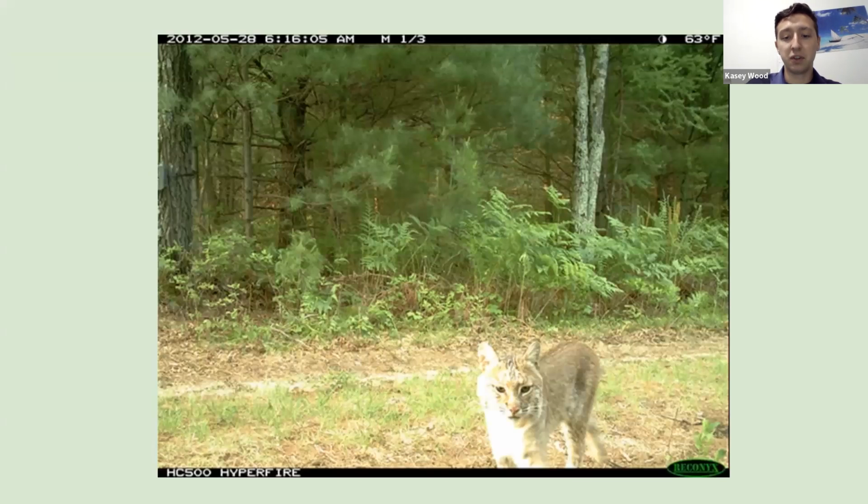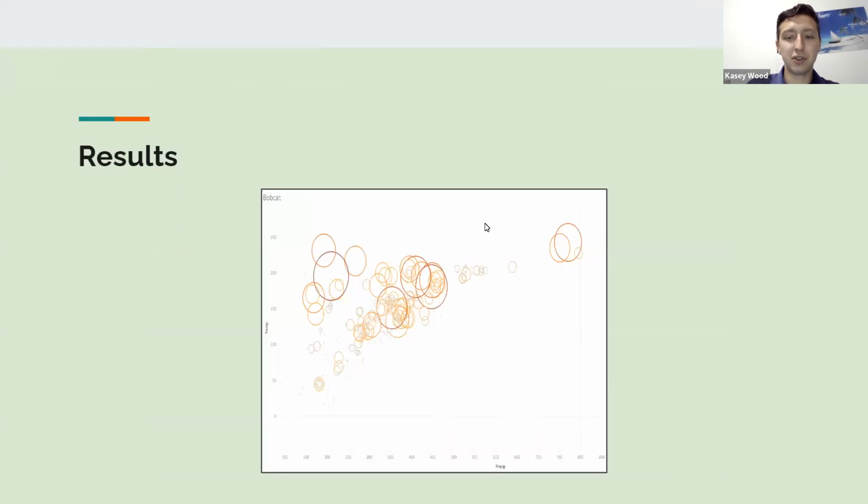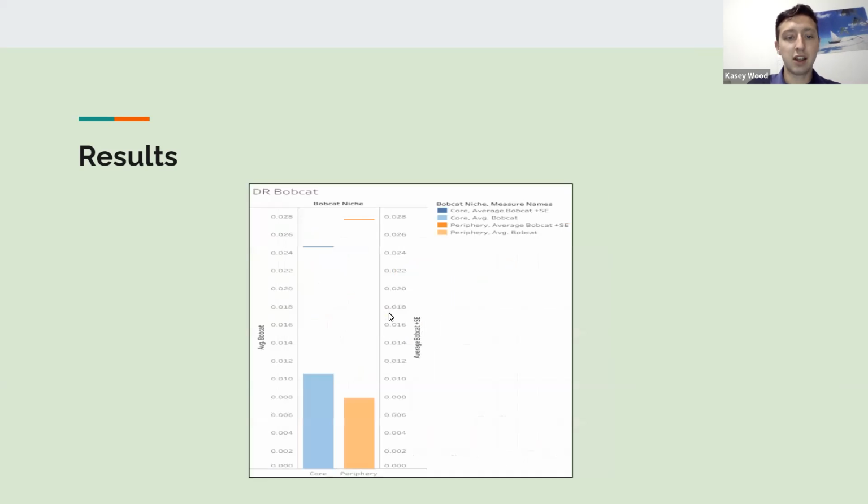Now, let's move on to the bobcat. This data shows that bobcats are very abundant all over their niche space. They're not necessarily most abundant in the core, not necessarily most abundant in the edges. They're abundant almost anywhere in their niche space. And further data through this graph demonstrates this to be the case. There's no statistical significance to demonstrate that bobcats are more abundant in their peripheral or core.